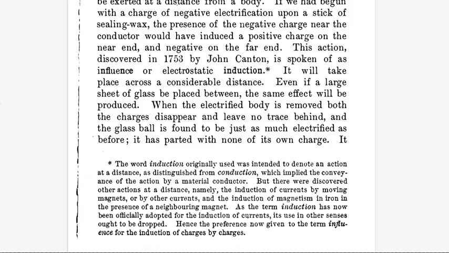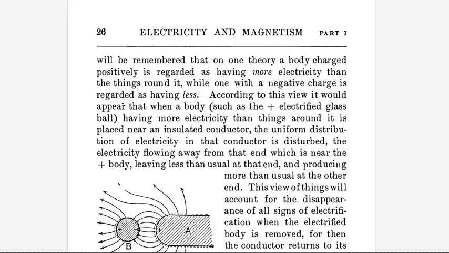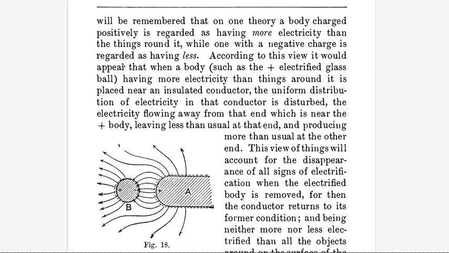When the electrified body is removed, both the charges disappear and leave no trace behind, and the glass ball is found to be just as much electrified as before. It has parted with none of its own charge. It will be remembered that on one theory a body charged positively is regarded as having more electricity than the things round it, while one with a negative charge is regarded as having less.